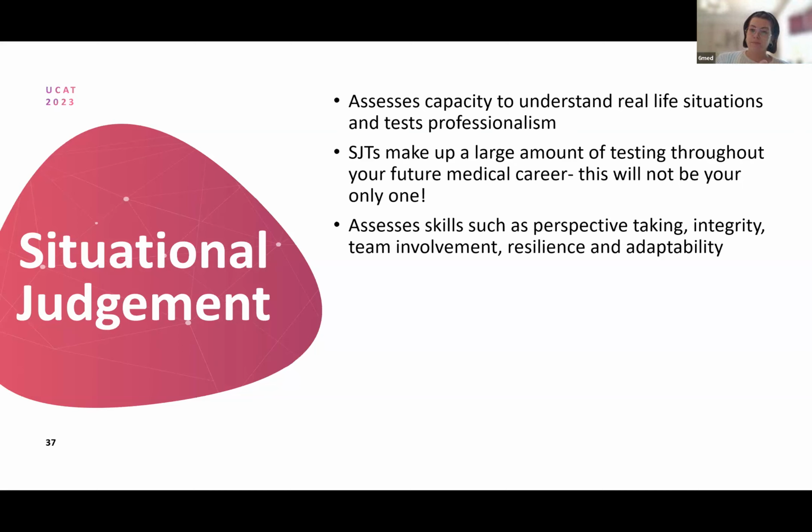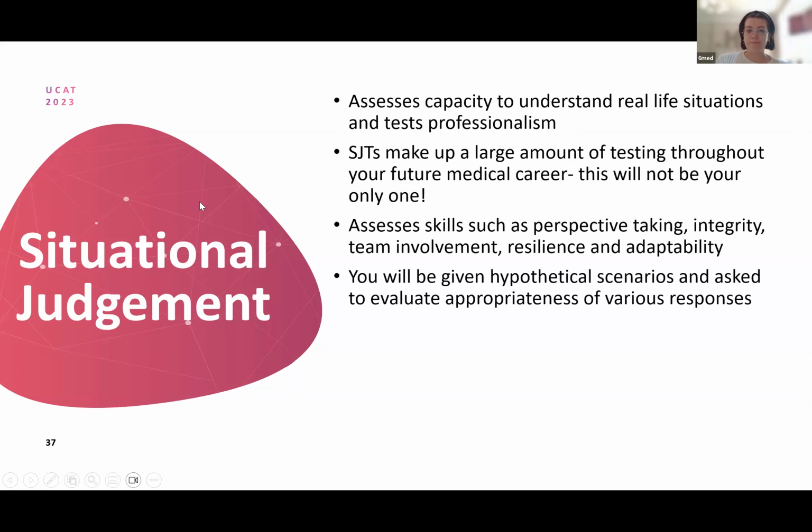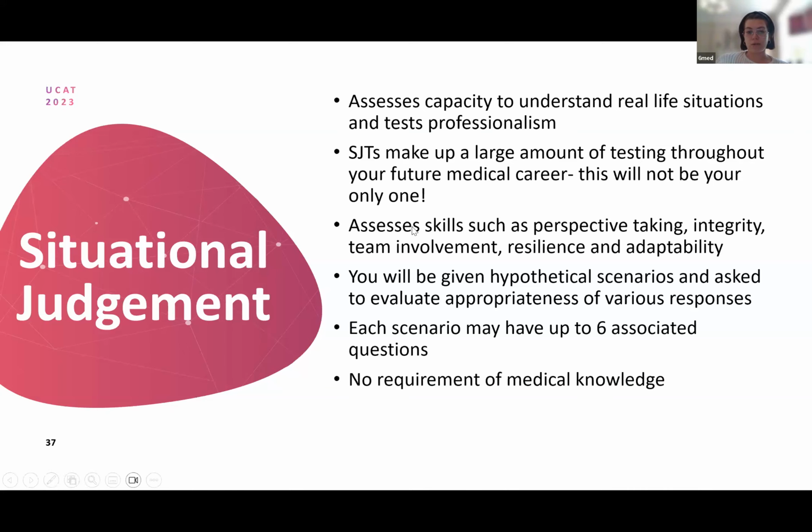Resilience is obvious, and adaptability. So typically you'll be given a hypothetical scenario and then you'll be asked to evaluate a set of responses. Usually you'll be given a couple of responses for each scenario, and they'll either ask how important something is to consider within deciding what your action is going to be, or how appropriate each of the actions are. Just pay attention, read the question, and make sure you know which of the two they are, because that might change your approach slightly. Each scenario has up to 6 associated questions.